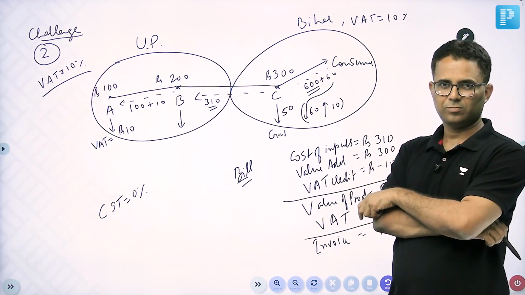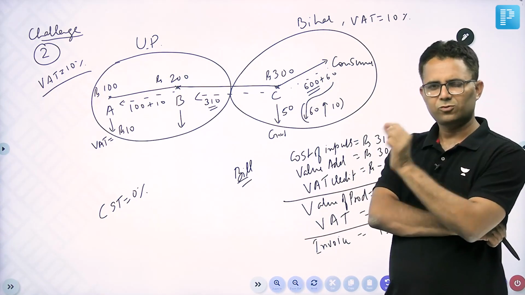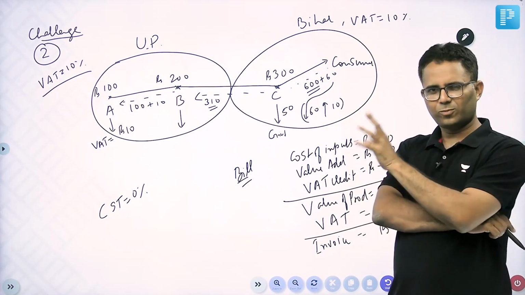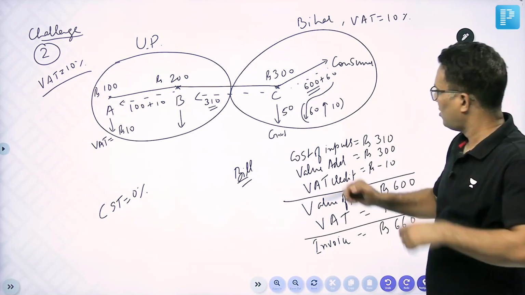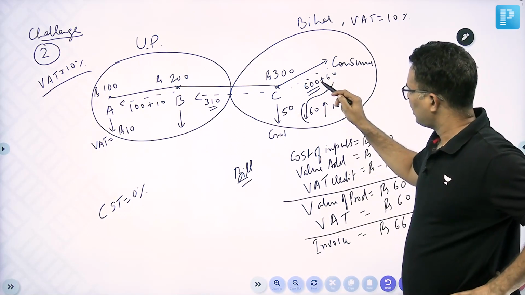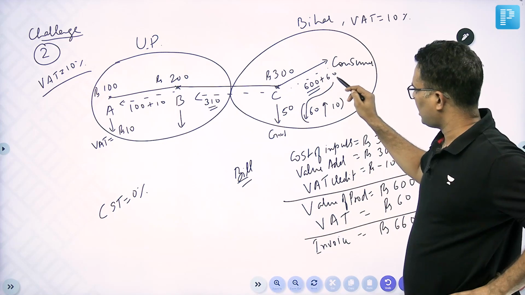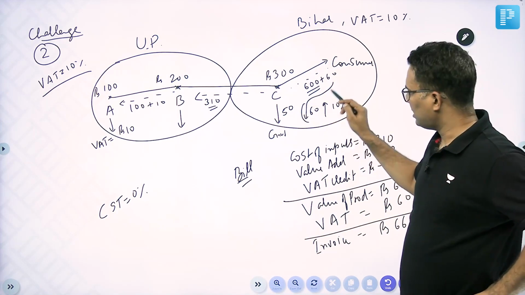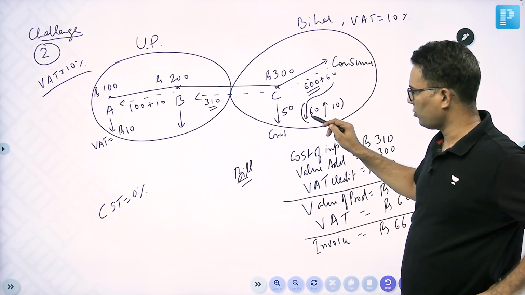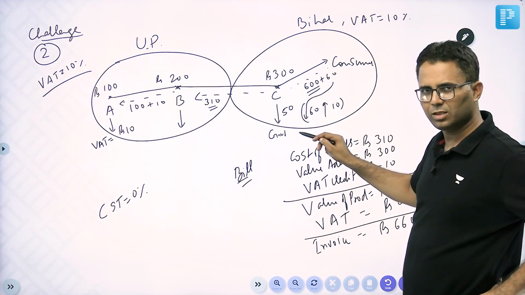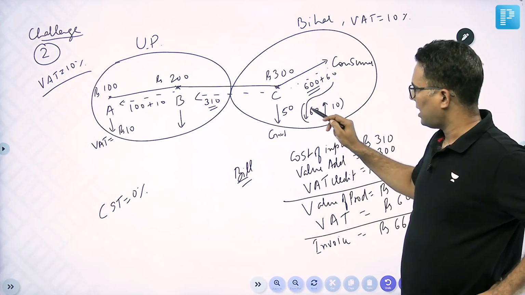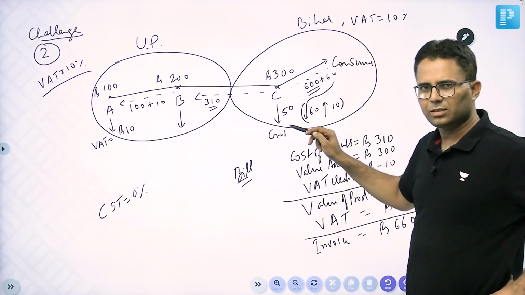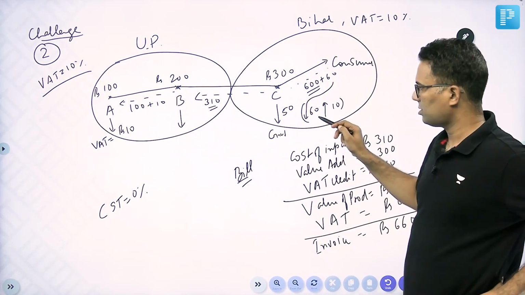Understood? But this is not exactly true. There is a slight difference. Most of the logic is true, but there is a slight difference. What is the difference? When C collects the total tax, 600 plus 60, and deposits it to the government, in the way VAT is implemented, C gives the tax of 60 rupees to which government? The Bihar government. And C gives the proof that he has already paid 10 rupees tax to the UP government.